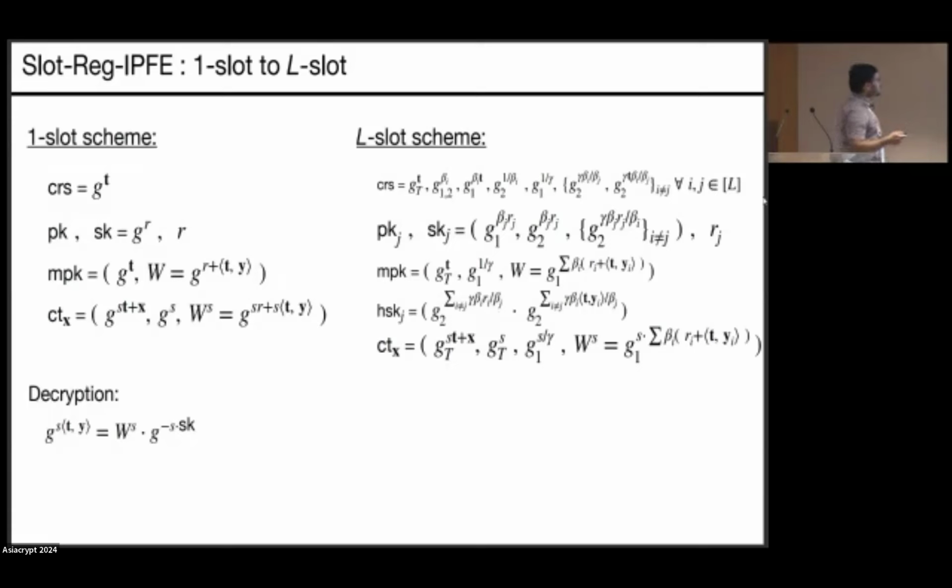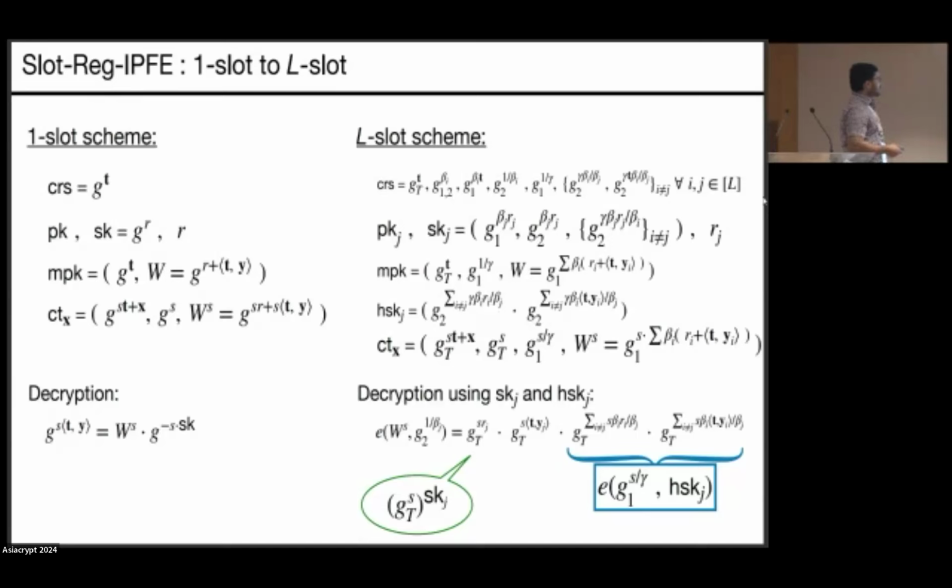So accordingly, we modify all the elements since we introduced asymmetric pairing. So we have to encode the group elements accordingly. Okay, so now if we try to decrypt using SKJ and HSKJ, the decryption is as before. The first component is computed via the secret key SKJ of the user J, and the cross terms can be eliminated using the pairing operation between G1 to the power S by gamma and HSKJ.